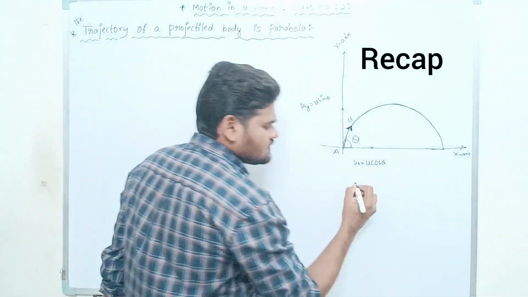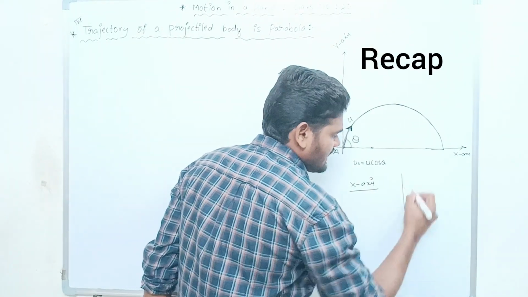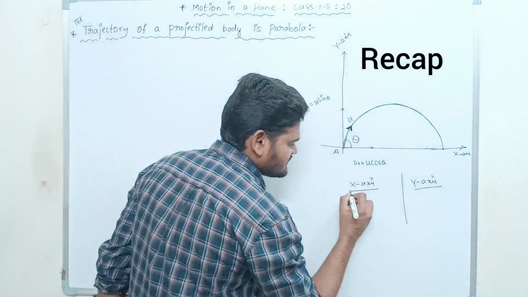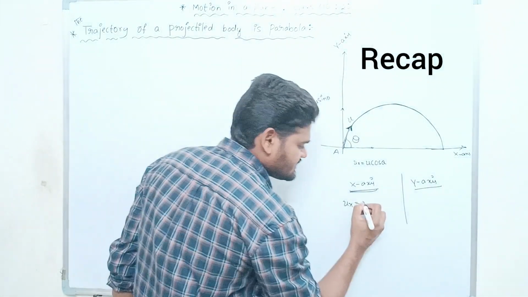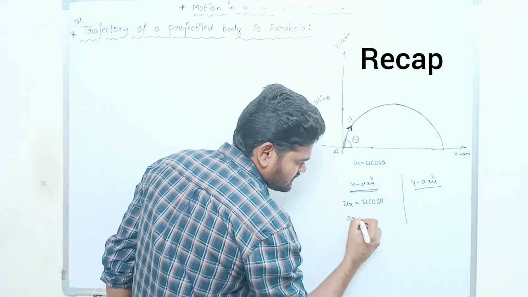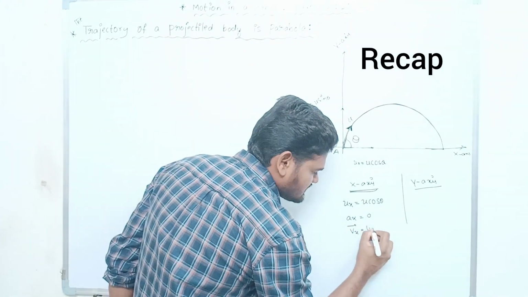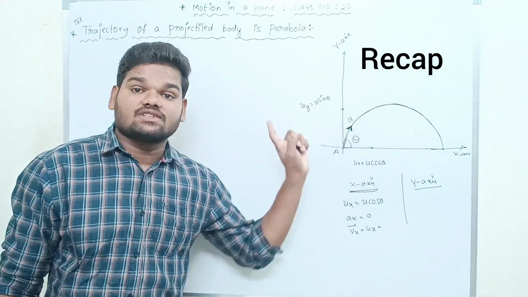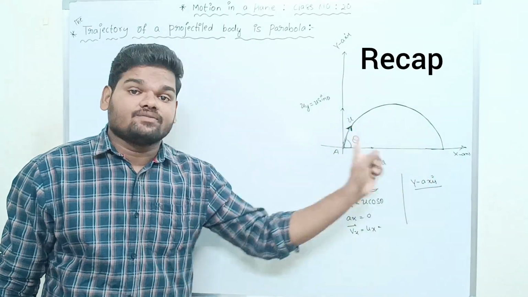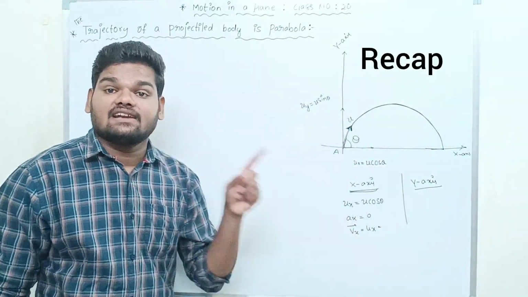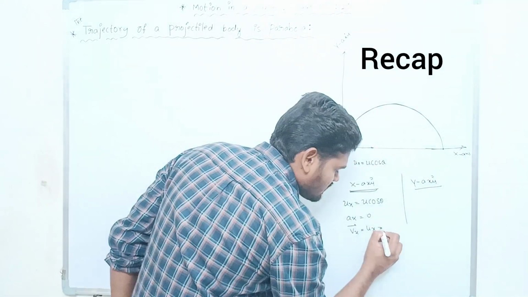Already we have discussed the components of velocity and acceleration along the x-axis and y-axis. So ux, the initial velocity component along the x direction, is equal to u cos theta. The acceleration due to gravity along the x direction is 0. So the final velocity of the object along the x direction, vx, is equal to ux, both are the same. So in projectile motion, the initial and final velocity components along the horizontal direction remain the same, that is u cos theta only.